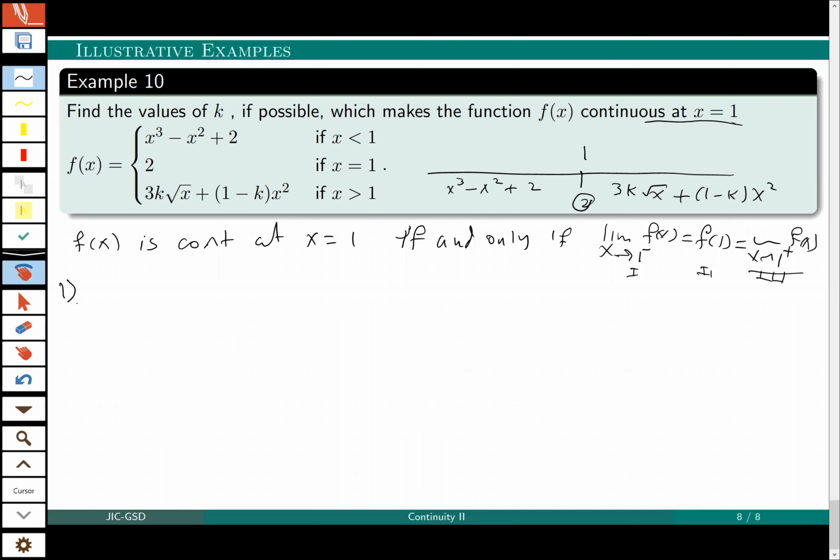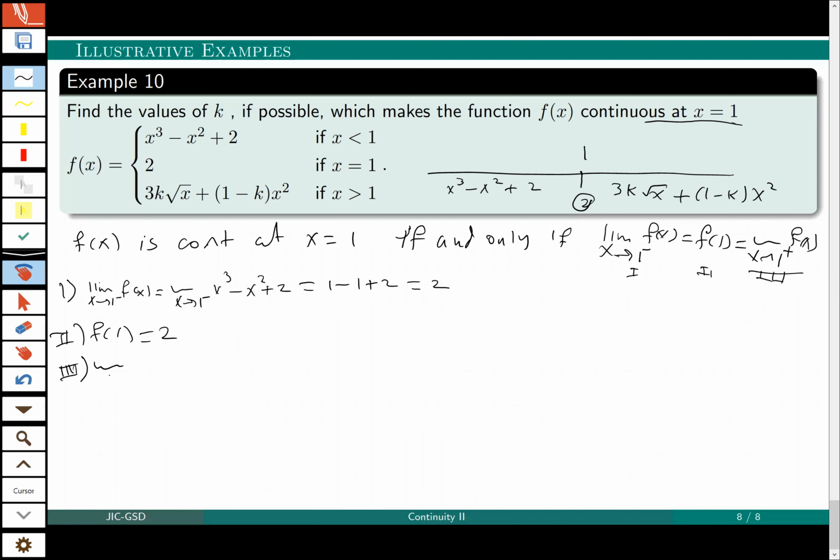The first one: what is the limit when x goes to 1 from the left? From the left, it's x cubed minus x squared plus 2. So 1 minus 1 plus 2, which is 2. Second, f at 1. What is f at 1? It's 2.